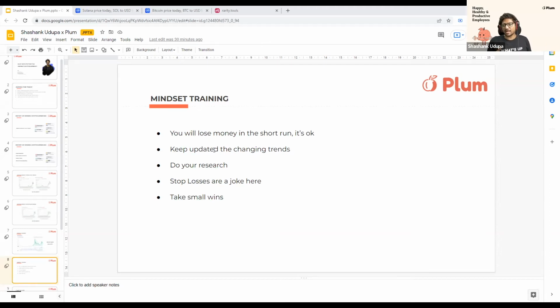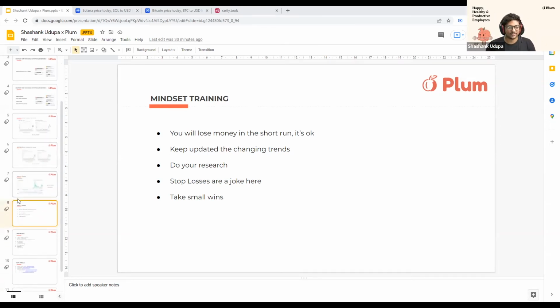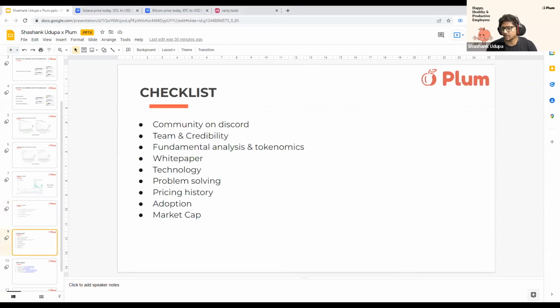And if you look at the crypto market, it is giving you more returns. Why? Because it's also very risky. It's volatile. So you're adding this additional risk layer to make more money. So be very careful about that and take some small wins. Now, how do you do your own research? Very important to understand.